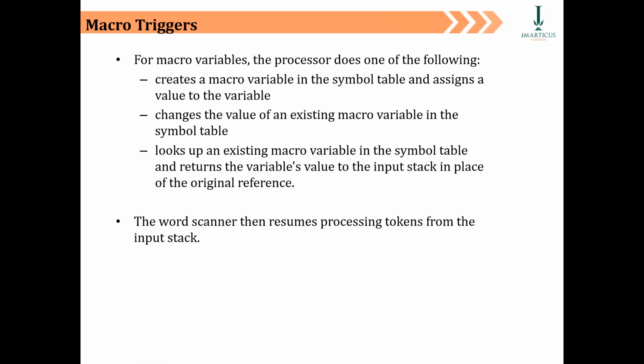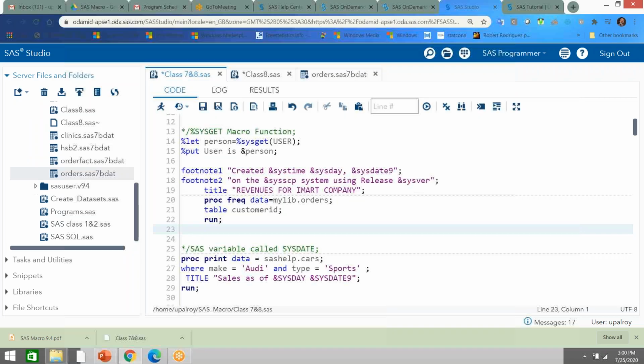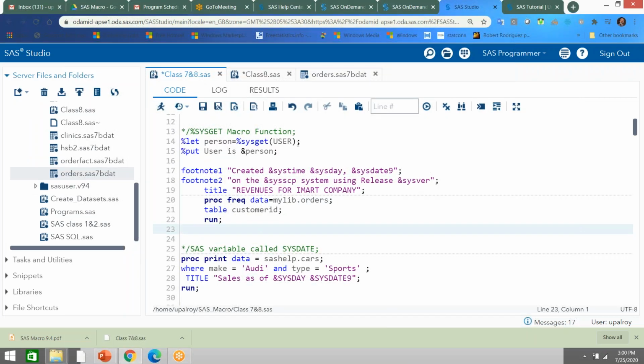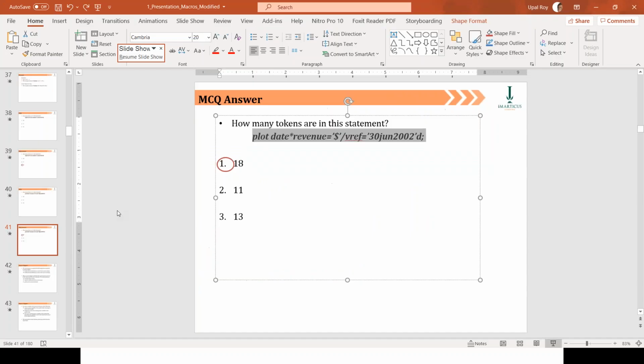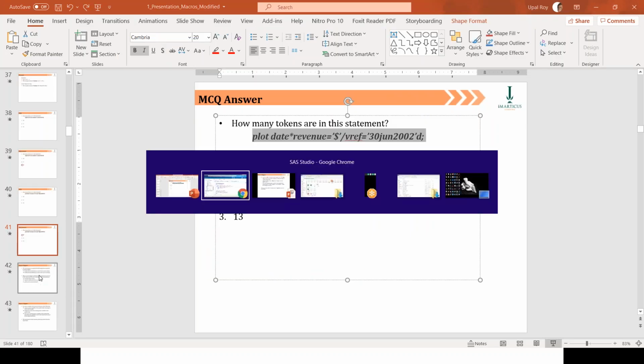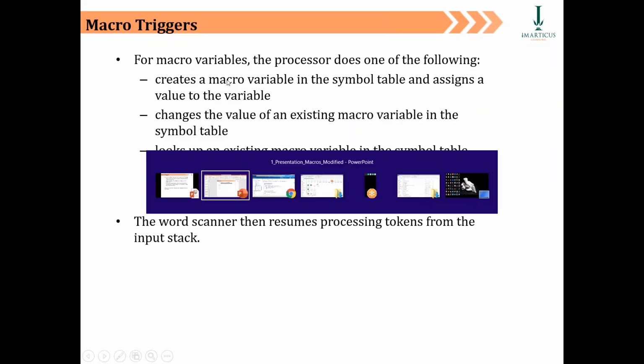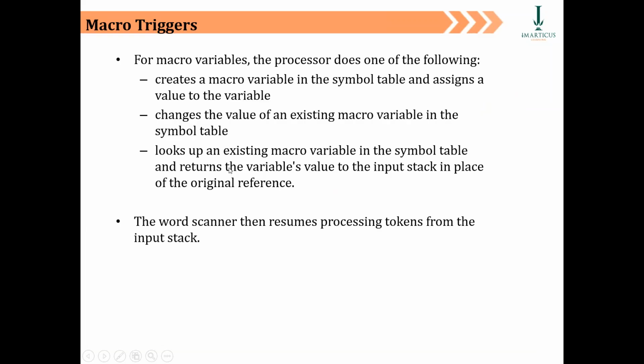For a macro variable, the processor does one of the following. It creates a macro variable in the symbol table and assigns a value to the variable. We have seen that, correct? In our examples, for example this one, what we are doing here is actually creating a macro variable, correct?